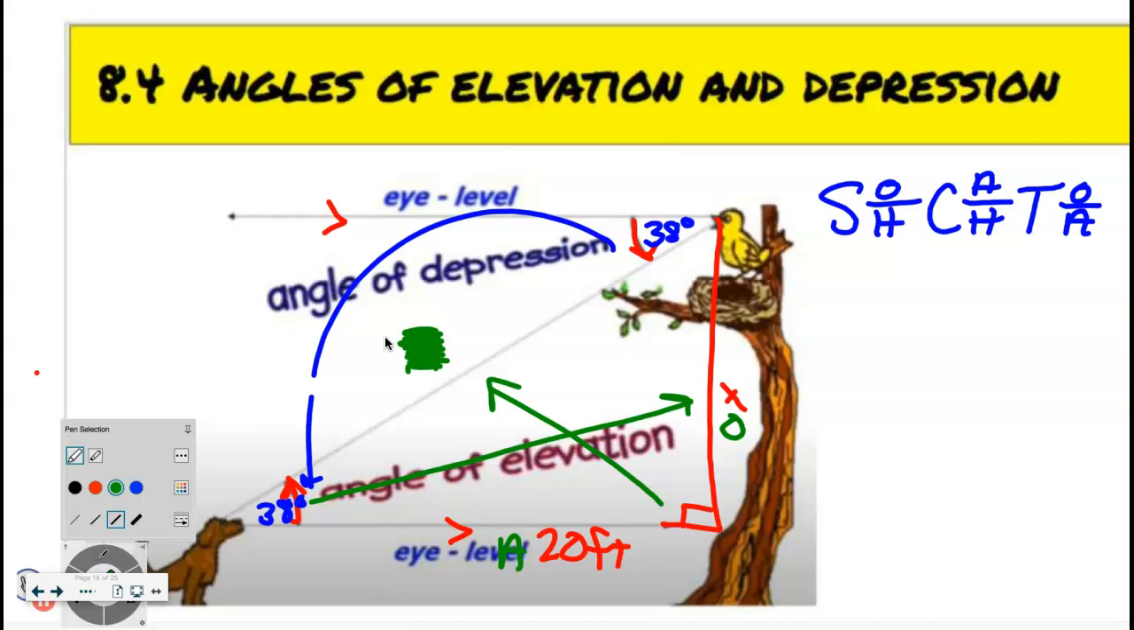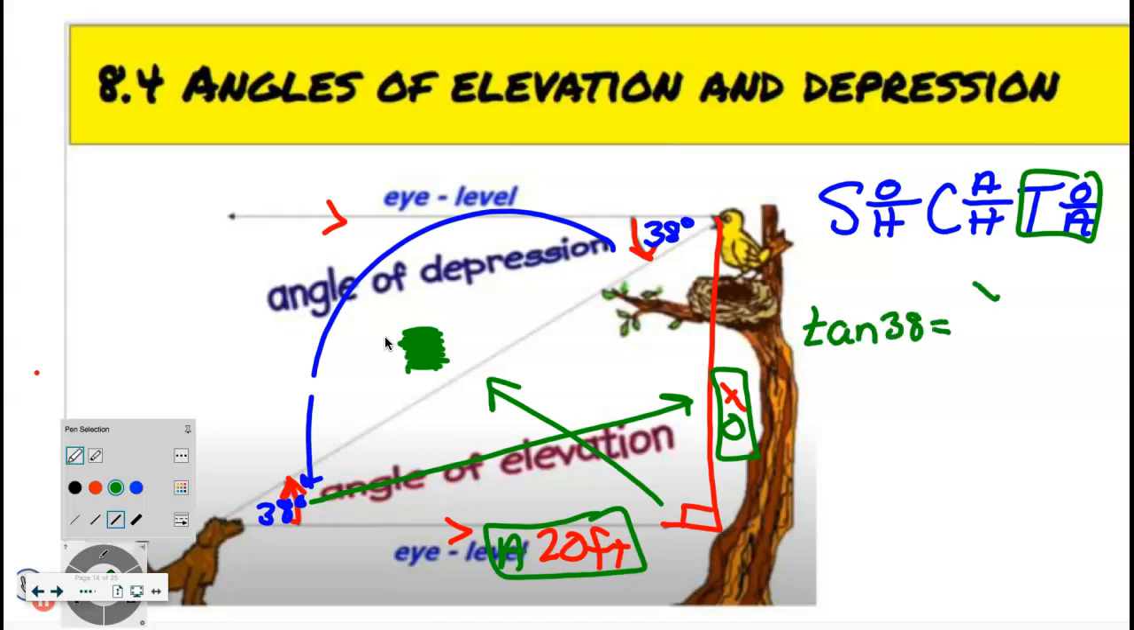Which trig function would I use that deals with the opposite and the adjacent? Go ahead and tell me. Opposite and adjacent. Tangent. All right, so let's go set this one up. We would say the tangent of our angle, and it is opposite, that's the one we're looking for, over our adjacent, which is 20. And then, Logan, Kate, do you remember what to do next here?